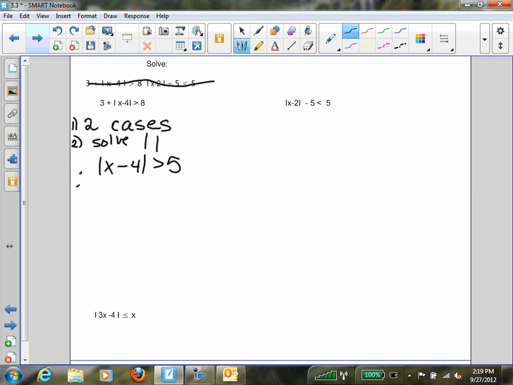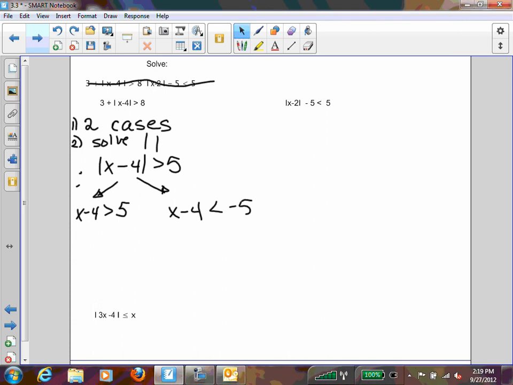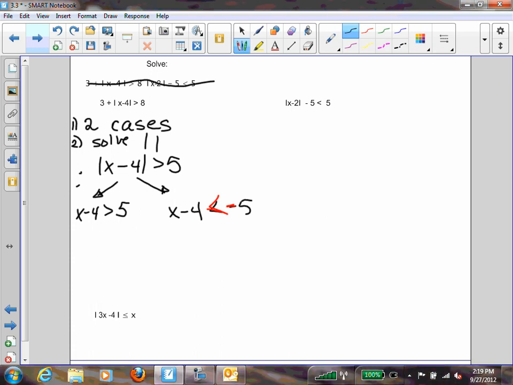And then we create our two cases. Case 1 without the absolute value symbol says that x minus 4 is truly greater than 5. What does case 2 say? Less than negative 5, right. So you've got to change the direction of the inequality. You remember doing this? And changing the sign of the answer. Those are the two changes that occur when you're doing your second case. So this tells me that x is greater than 9 and x is less than negative 1.